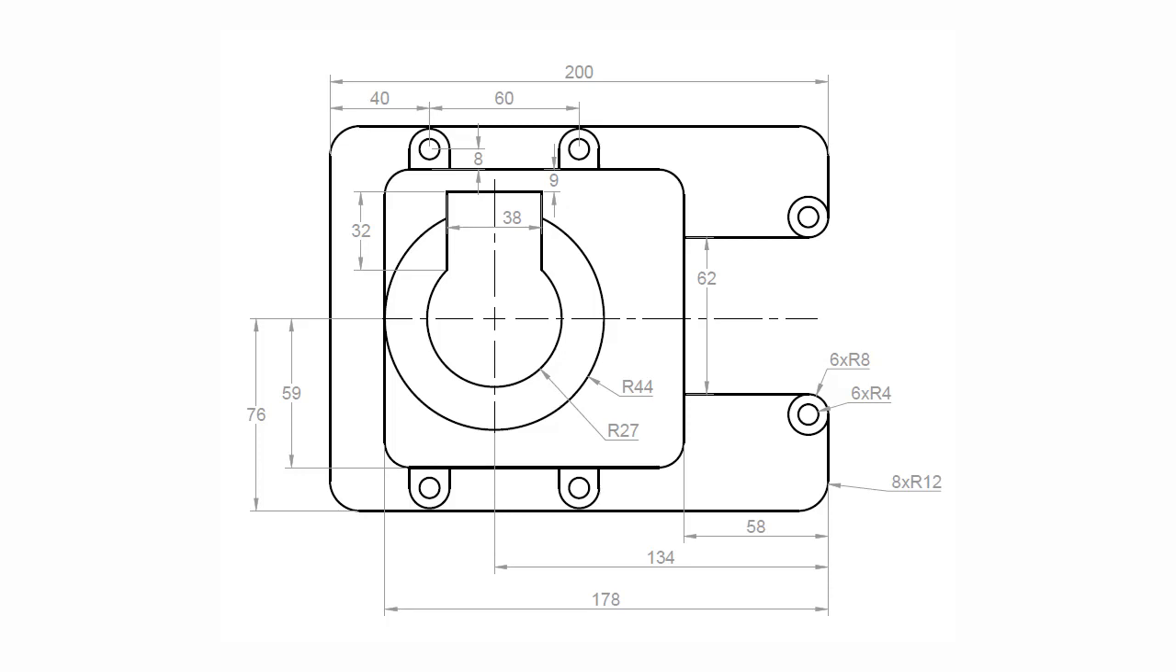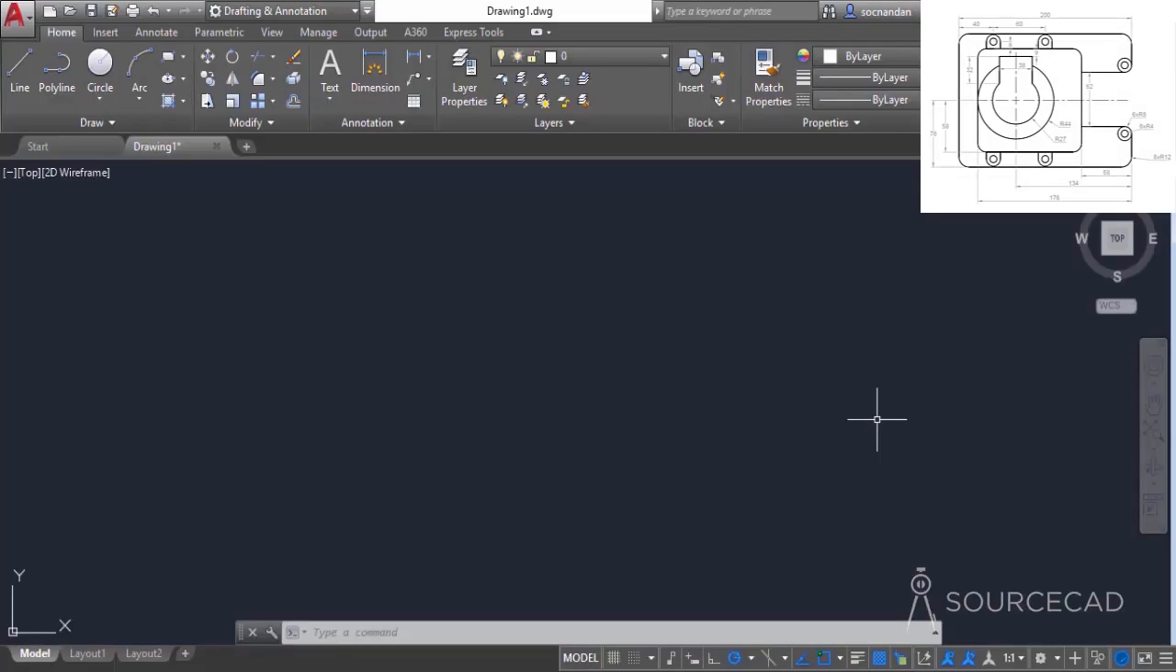In this video, I'll make a simple practice drawing, and to make this drawing we only need to use some of the very basic tools like line, rectangle and circle. So let's just start with the rectangle tool, and for that go to the draw panel and click on this rectangle tool.